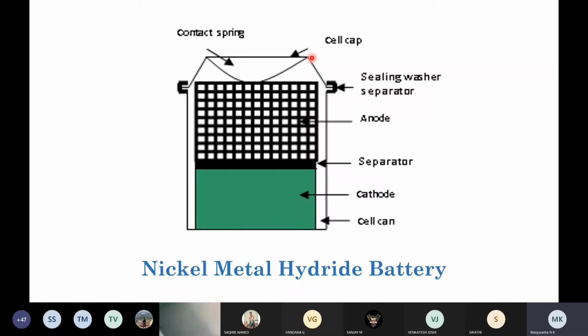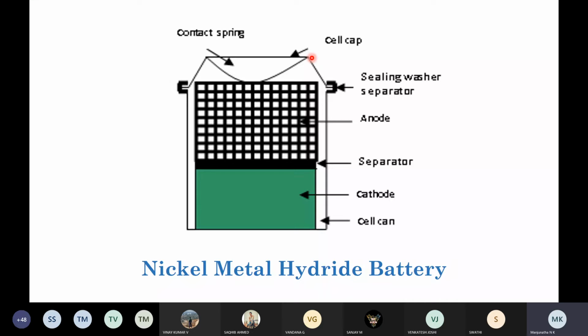Is it clear for you, the construction of the nickel metal hydride battery? You need to unmute and answer my question. Suppose you did not understand, you need to ask. I will explain one more time. Is the construction of the nickel metal hydride battery clear?